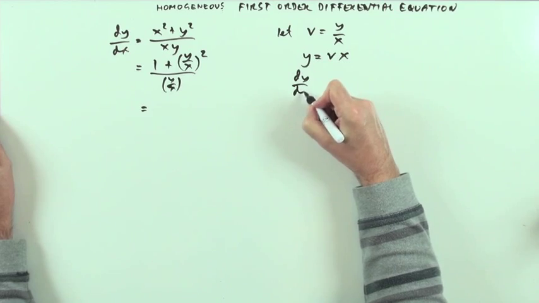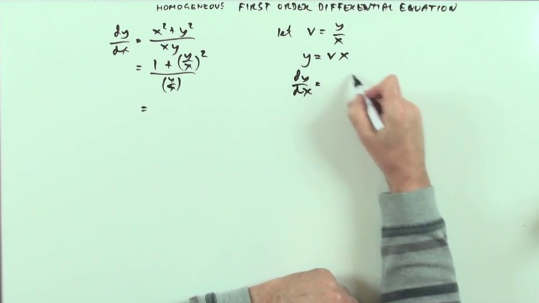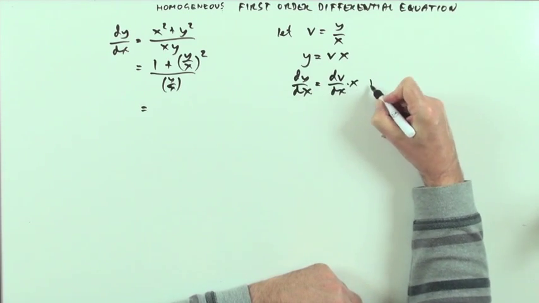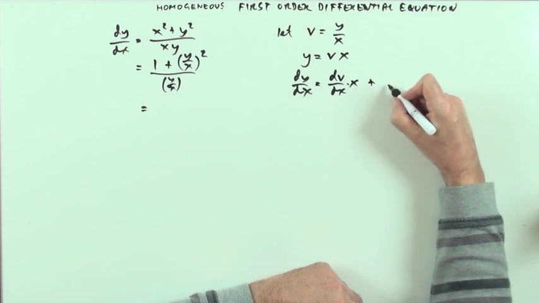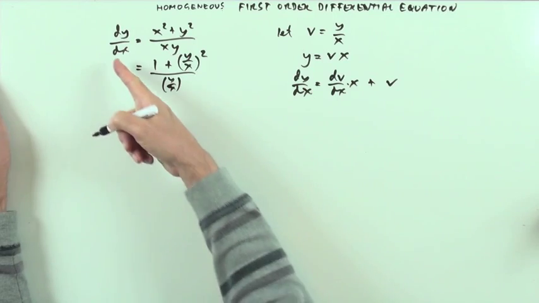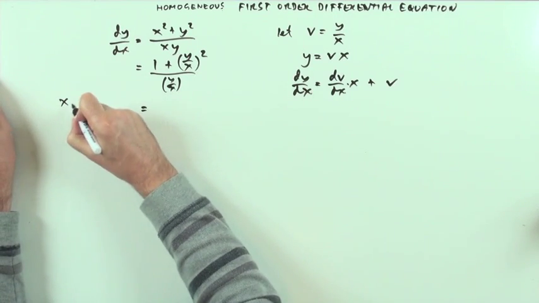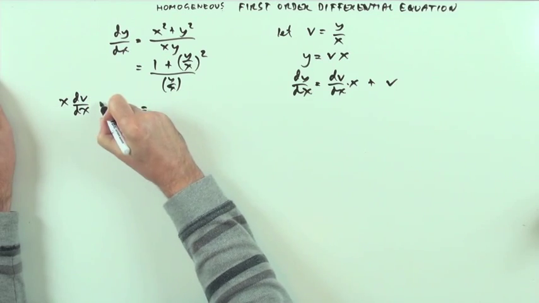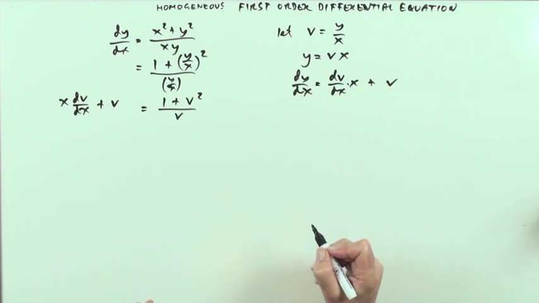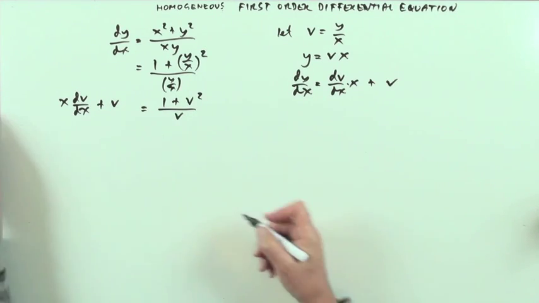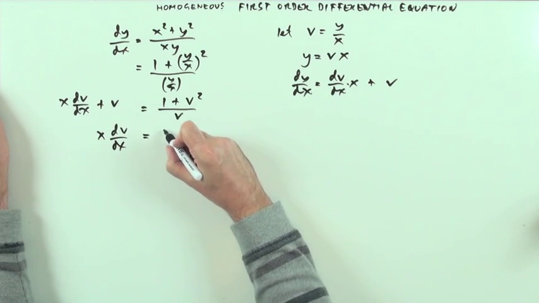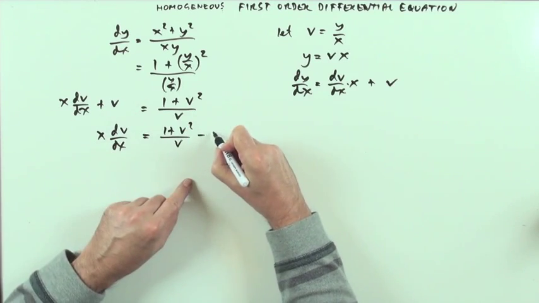So differentiating both sides with respect to x, I've got a product rule, so I would have dv by dx times x, plus differentiating the x part, just leaving v. So dy by dx would be this part here. So I can replace all of this: instead of dy by dx, we have x dv by dx plus v is equal to (1 plus v squared) over v. Eminently separable. So I've got x dv by dx, that's the x's on the one side there, equals (1 plus v squared) over v minus v.